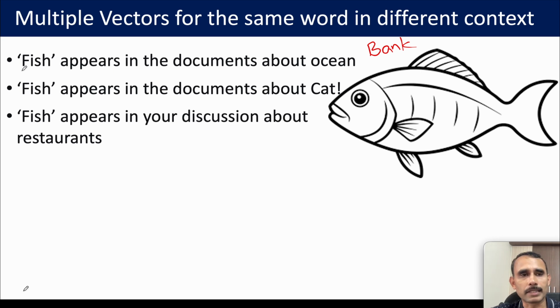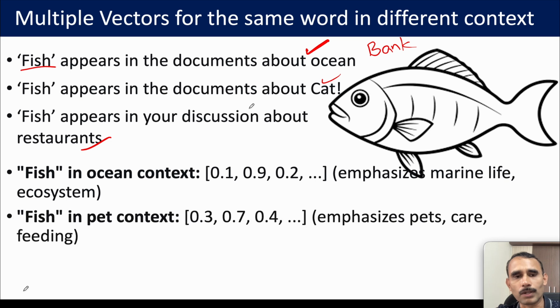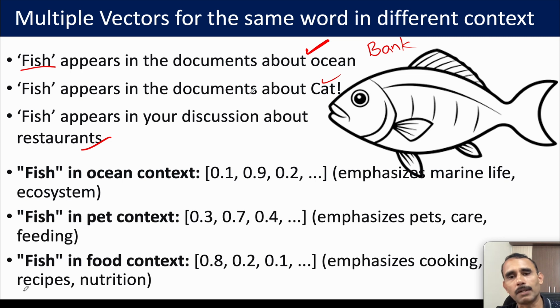And in this example, I am taking fish as an example. The word fish may appear when you talk about ocean, or when you have a document about cat, because a cat eats fish, right? Fish may appear there. Fish may appear when you talk about restaurants. The word is same, the meaning is same, but still the context is different, so it will use different vectors to represent fish in these three different contexts.